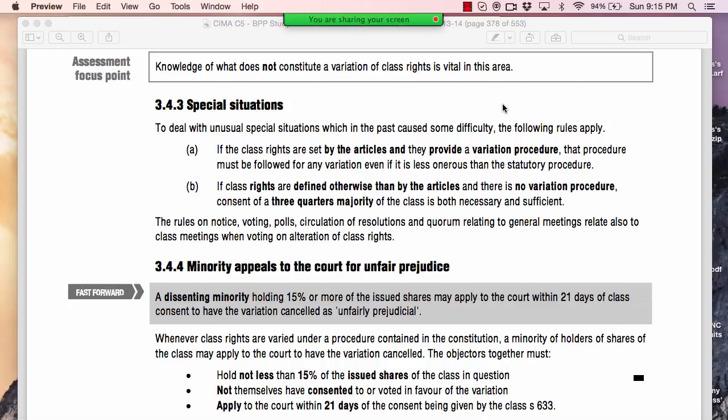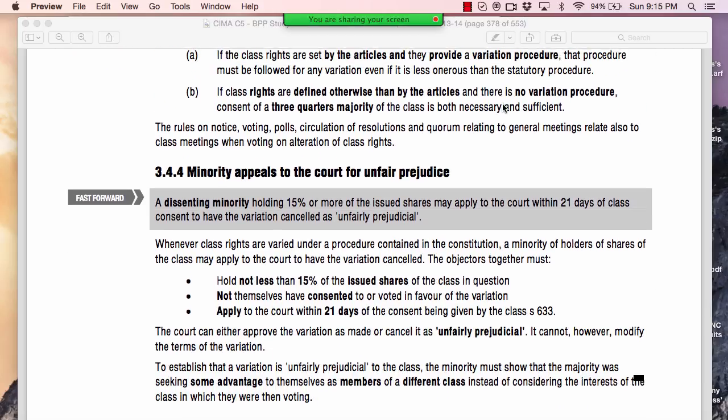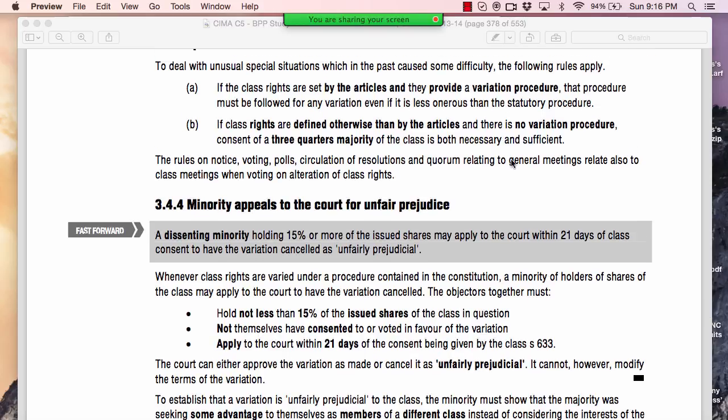Okay. If class rights are defined otherwise than by the articles, then there is no variation procedure, right? If you have defined the class rights somewhere else, in some other document other than the articles, then you're not obliged as a company to go through this variation procedure. Now, in the first one, it says more onerous, as in it should be difficult, like how you just said. No matter how difficult, that's the meaning of it. Correct. Onerous is that.